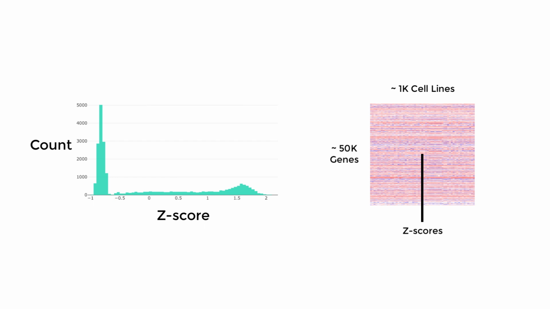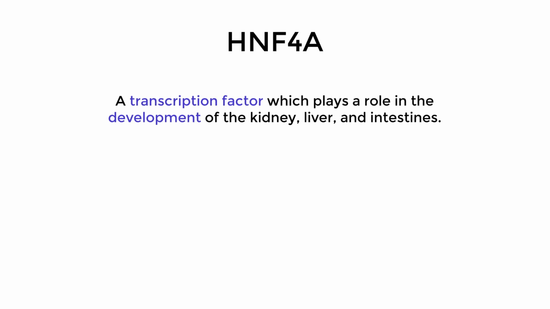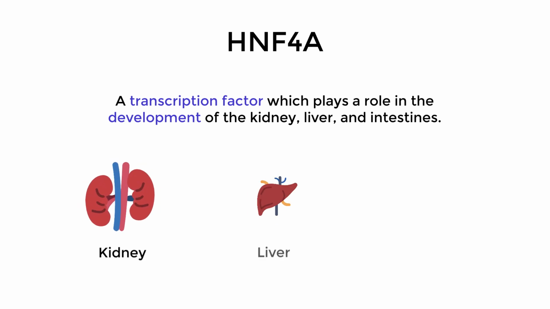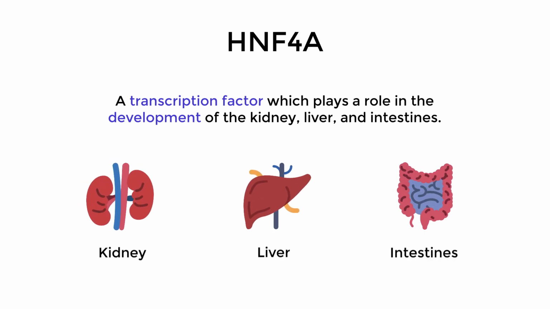Our goal is to extract patterns from this data, but our matrix is so large that it's difficult to decompose or make sense of. So the next phase of the analysis is to select genes or features that will be most helpful to us in extracting patterns from this data. Note that with some data types, filtering out samples is advantageous, but not in our case. So first, let's talk conceptually about how we should select genes. Here I'll use the NMF4A gene, a transcription factor which plays a role in the development of the kidney, liver, and intestines, as an example.